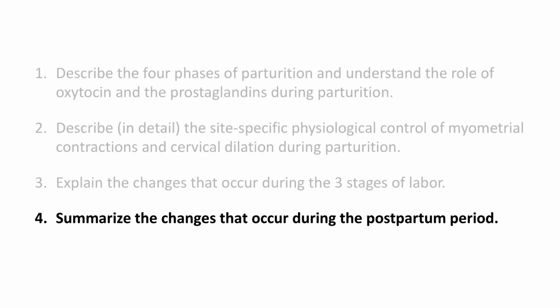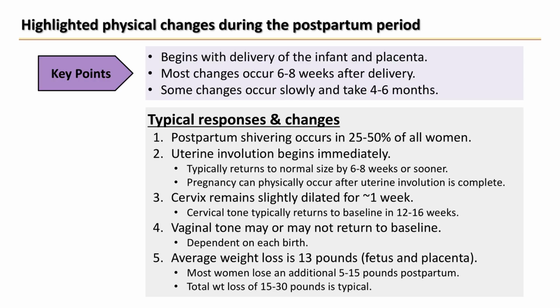We will now quickly summarize the changes that occurred during the postpartum period. So what are some of the highlighted changes? We'll recognize the key points: the postpartum is technically defined as after delivery of the placenta. Most of these changes occur 6 to 8 weeks after delivery, but some changes occur slowly and take 4 to 6 months. Also note that these changes will be very dependent on each patient, and it will depend on how many children the woman has given birth to previously.